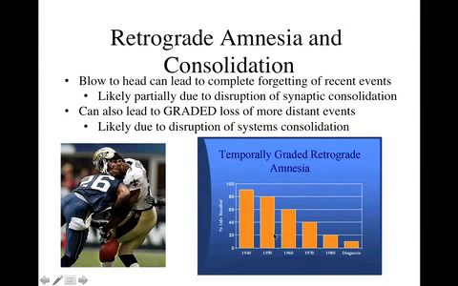Why is that? The suggestion is that because that memory has been further and further consolidated over a lifetime, our memory continues to get consolidated and becomes more and more stable and permanent. This type of head injury can lead to a disruption of this consolidation, and that's why you see this kind of graded retrograde amnesia. Things that are not yet consolidated are now getting disrupted.